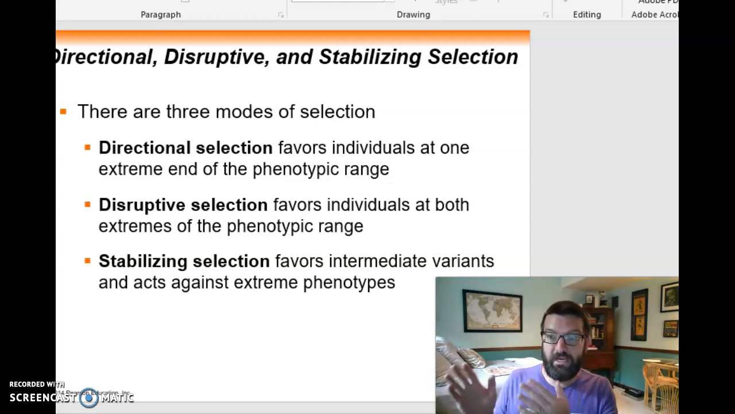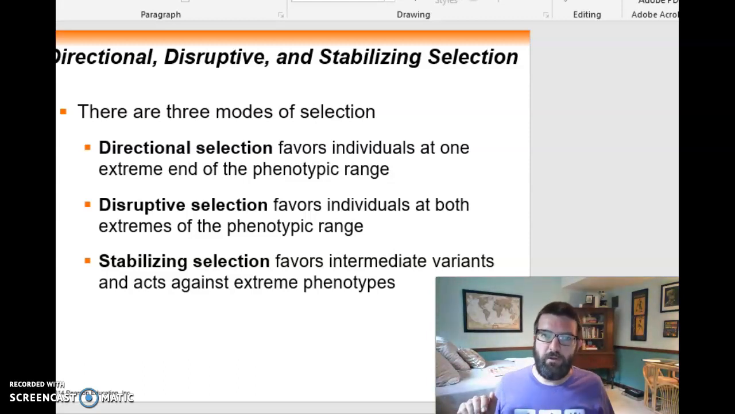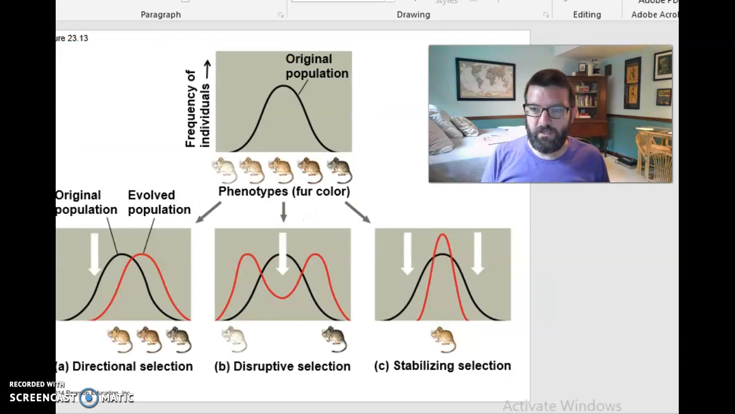Selection can push a trait in a particular direction, right? It can select for longer tails or shorter tails, or it can select for redder fur or whatever the case may be. Or it may select for some sort of middle ground, or it can select for the extremes at the expense of the middle ground. So essentially, what we see is this. So directional selection means you're pushing in a particular direction.